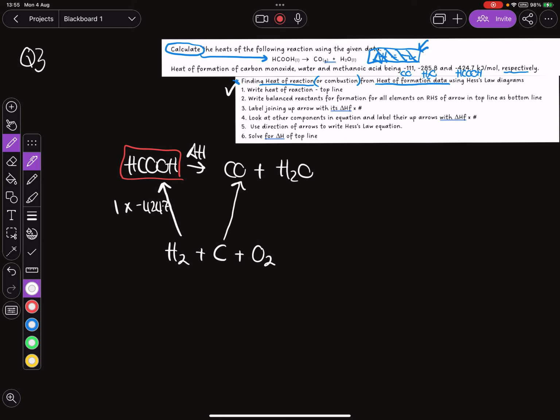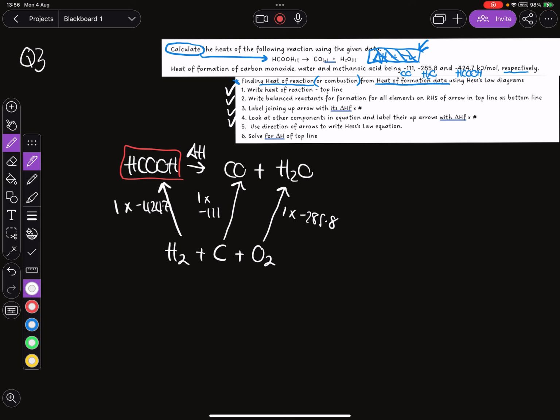We then have a look here. So our arrow is going to go up because it's a heat of formation, and it tells us for carbon monoxide we only have 1 carbon monoxide in our equation, so it's going to be 1 by minus 111. And then finally for heat of formation of water, and again we only have 1 water, so it's going to be 1 by minus 285.8. Okay, so we've done all of this. We've looked at our other components. We've labelled their up arrows correctly.